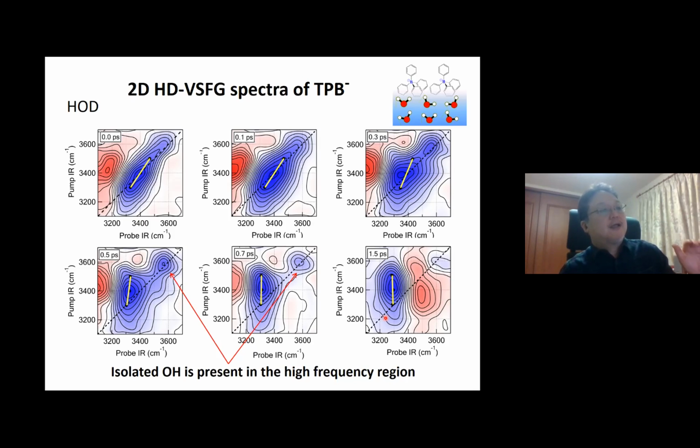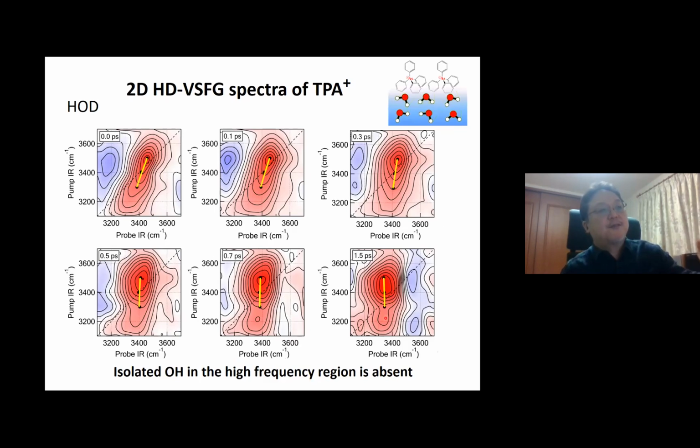But in contrast, in the case of the positively charged TPA plus water interface, again we have a nicely diagonally elongated band, and it shows the spectral diffusion, but the energetically isolated OH signature never appears. So the steady state spectrum looks almost the same, but the 2D spectrum shows a very significant difference.